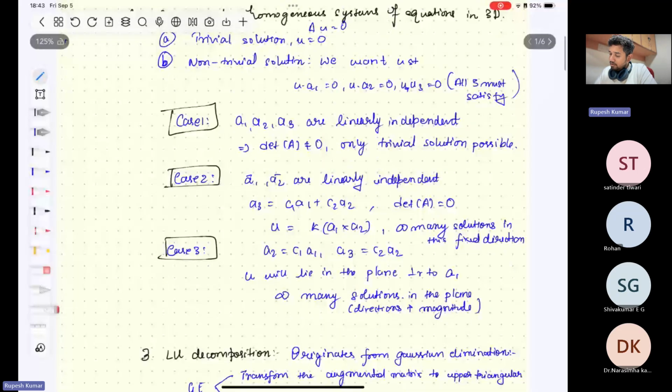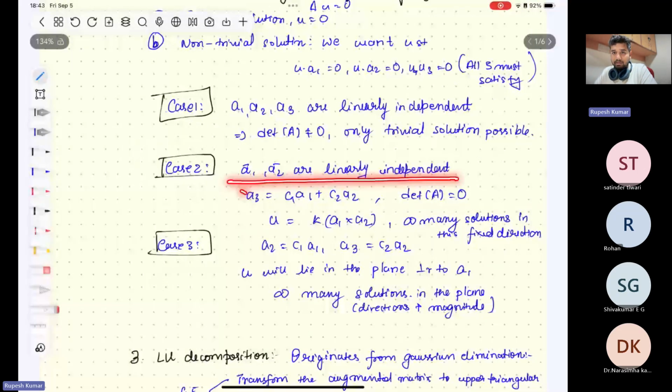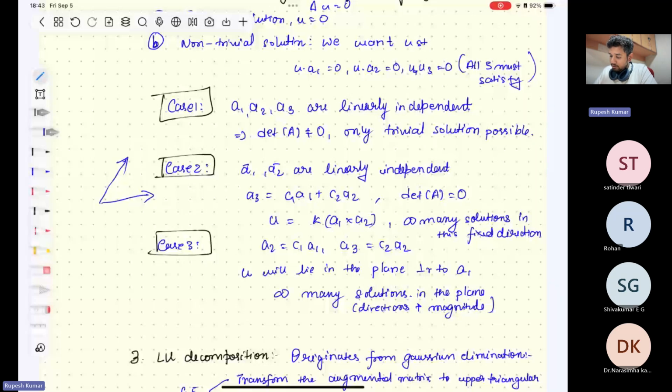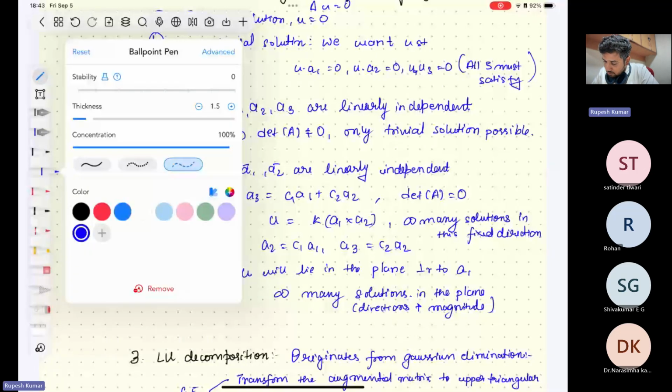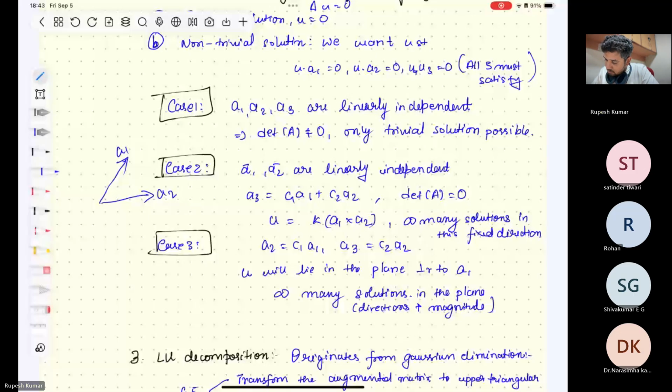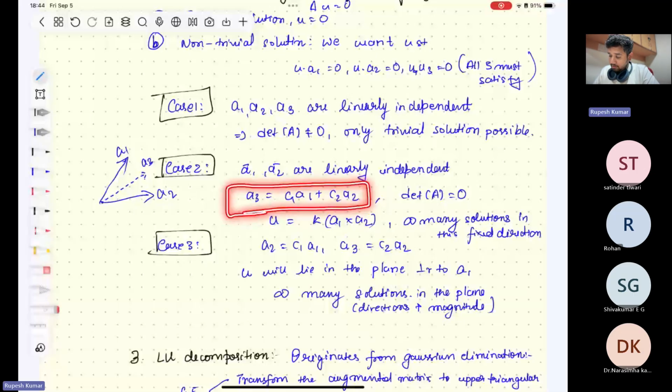Case 2, when a1 and a2 are linearly independent, but a3 is a linear combination of a1 and a2. So what does this case look like? This case looks like a triangle, like a plane. So basically these vectors are a1 and a2, and a3 lies in this span, right? So this is my a3 vector, which essentially lies in this span, and a3 is essentially c1 a1 plus c2 a2, right? So a3 is a linear combination of these two.